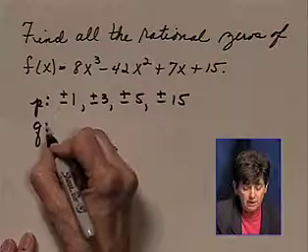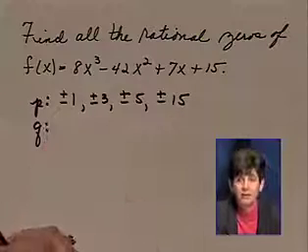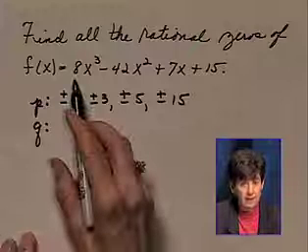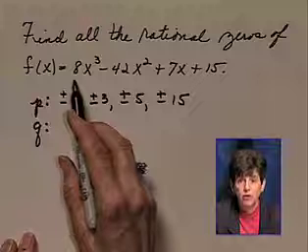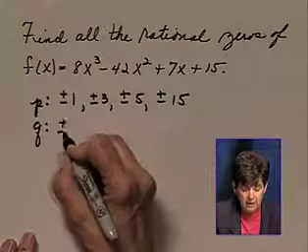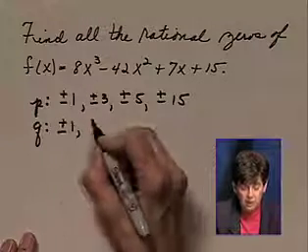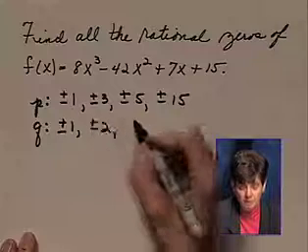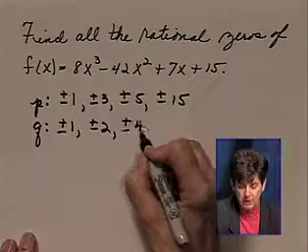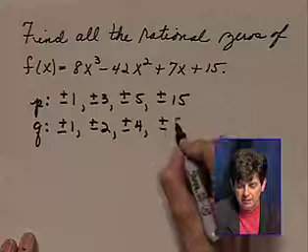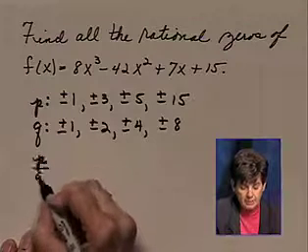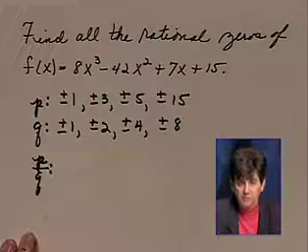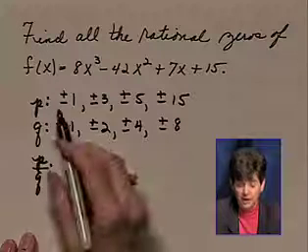Q would be a factor of the leading coefficient. That's 8. Now the factors of 8 are 1, 2, 4, and 8. So possible values for Q are plus or minus 1, plus or minus 2, plus or minus 4, plus or minus 8. Now, what are the possible choices for P over Q? Well, we have quite a few.